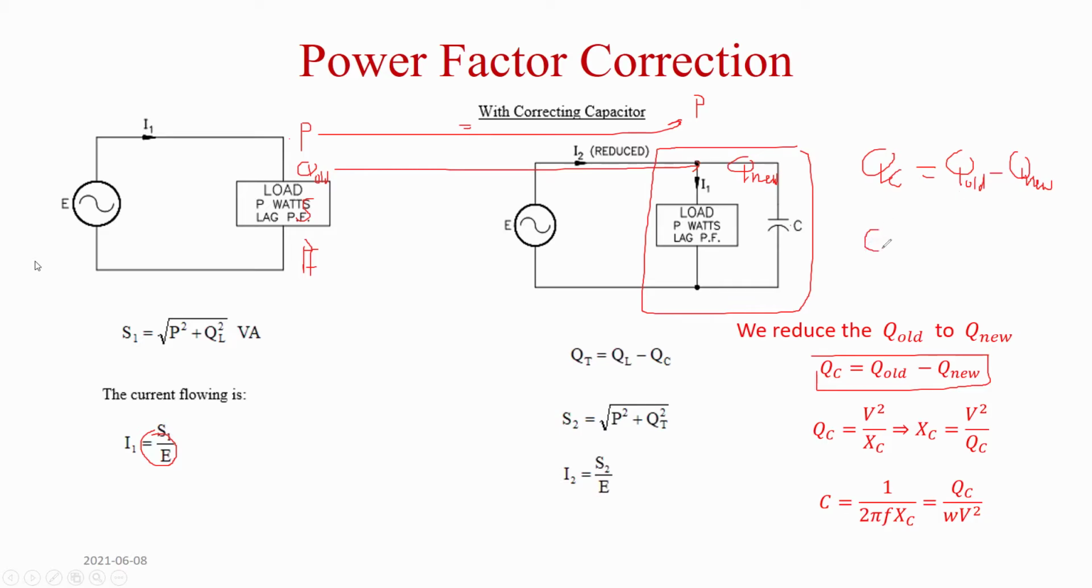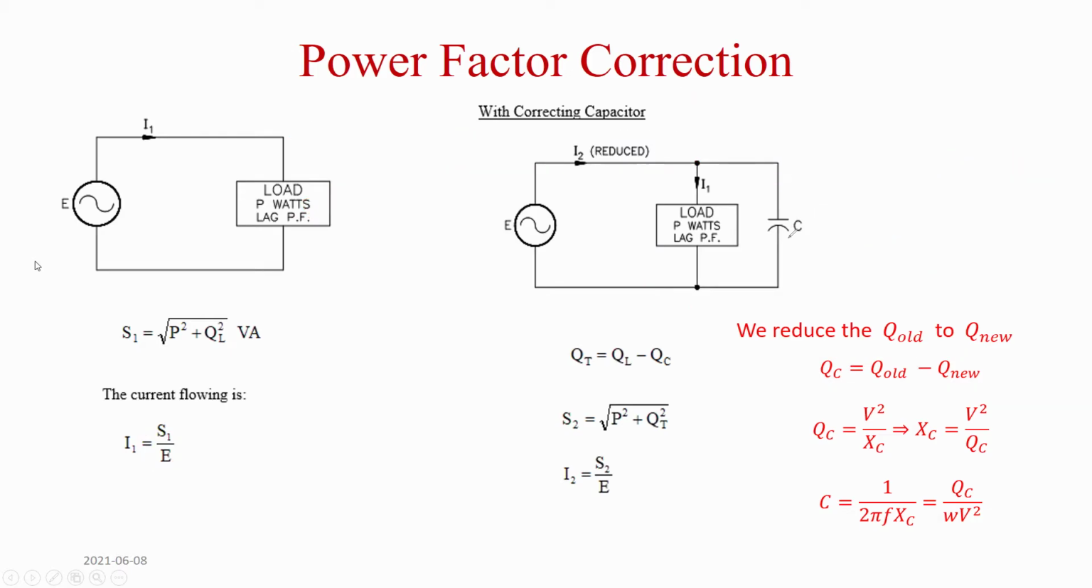Then if I want to find the capacitor that I need to connect to reduce Q from this value to this value, it's QC, this number, divided by omega V squared, the one that we just did from the analysis.